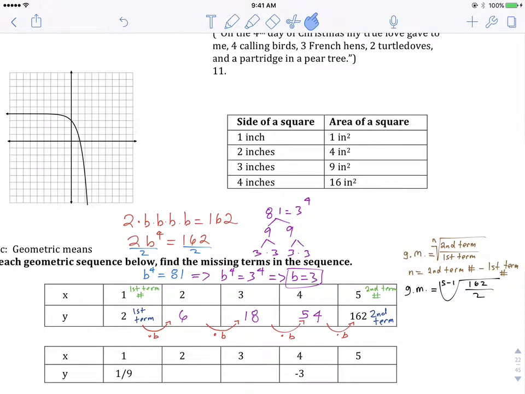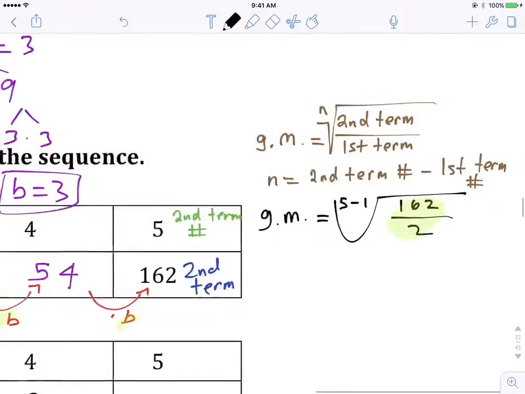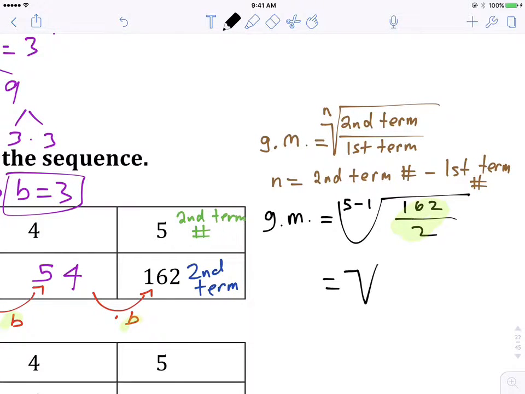And didn't we move 4 times by multiplying by b 4 times to get to 162? So that's that value here. And then of course 162 divided by 2, that was this step up in here. Take a good look. See that? And that was this here. So using that process, we end up with the fourth root of 81.